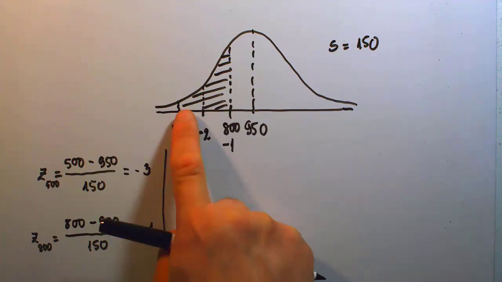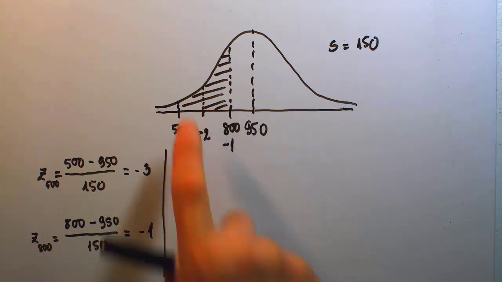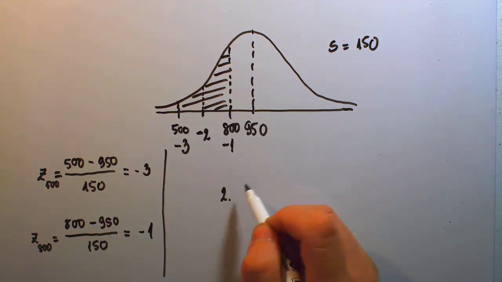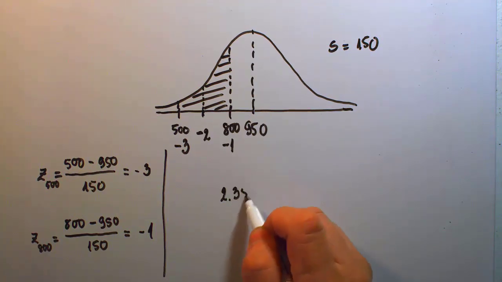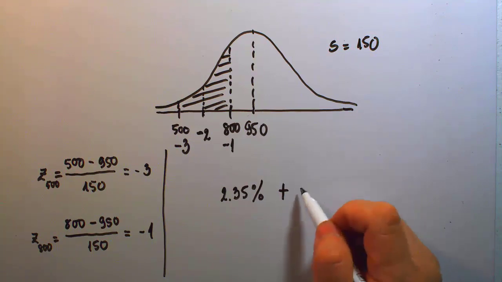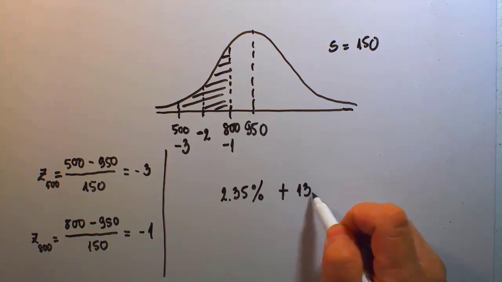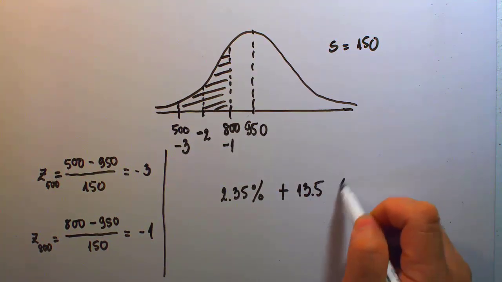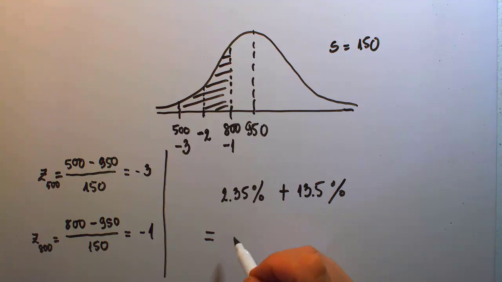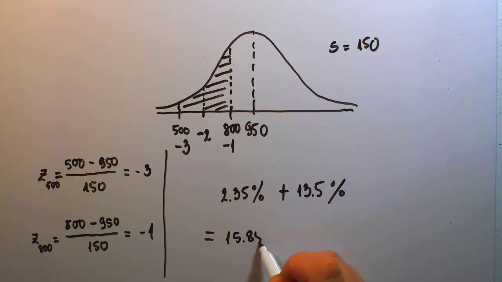Now we know that this total area we're looking at is going to be simply the accumulation of 2.35 accumulated with 13.5. And our answer comes out being 15.85.